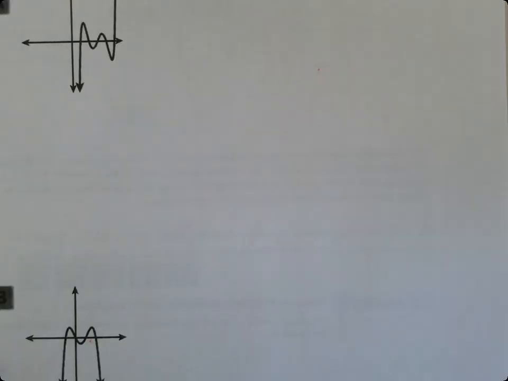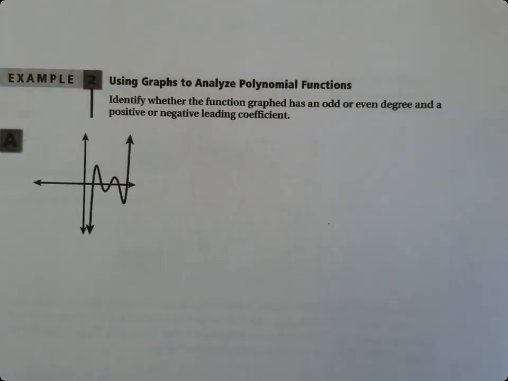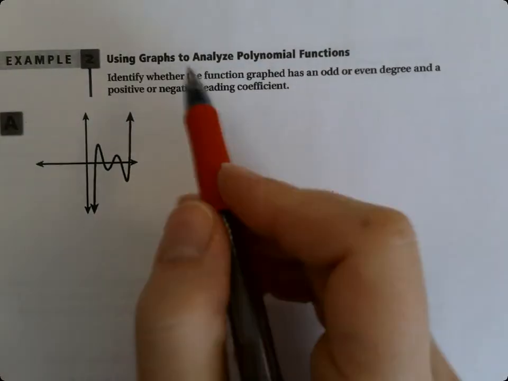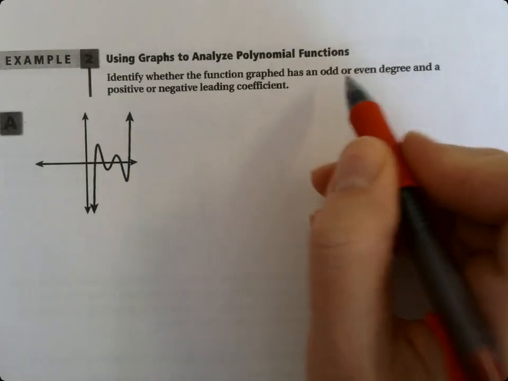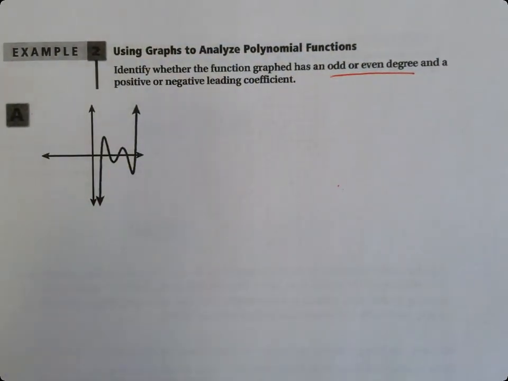All right, so now let's jump to, I'm giving you a graph. You tell me information about it. Identify whether the function graph has an odd or even degree. So it's not actually asking for what the degree is. Is it odd or is it even?